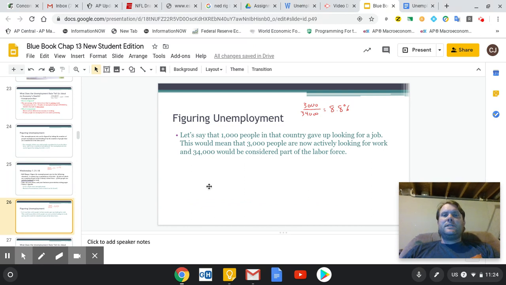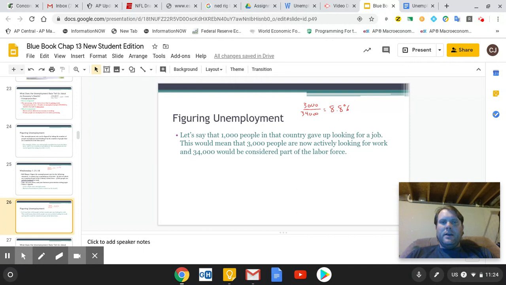Now, let's say that in this particular country, with the same number of people, 1,000 people give up looking for a job. This is one of the inaccuracies with the statistic. They completely give up. They say, forget this, I can't find a job. I give up. Maybe they go be a criminal. I don't know, whatever the case might be.